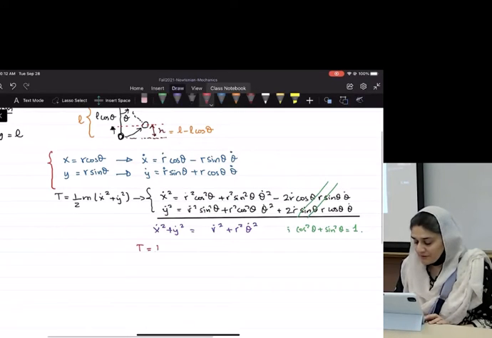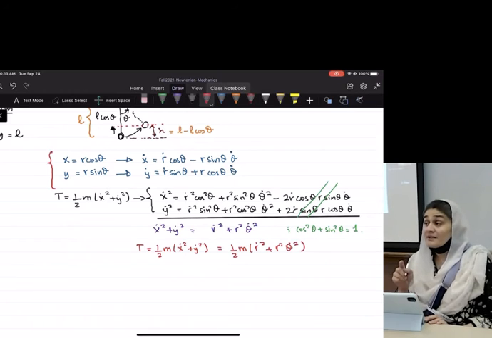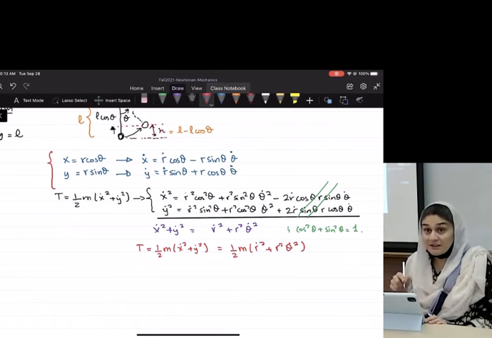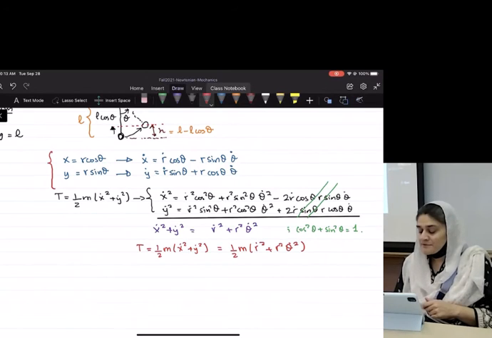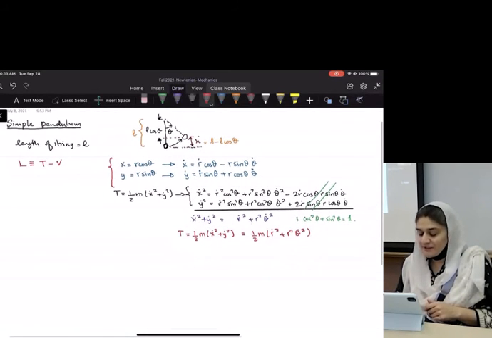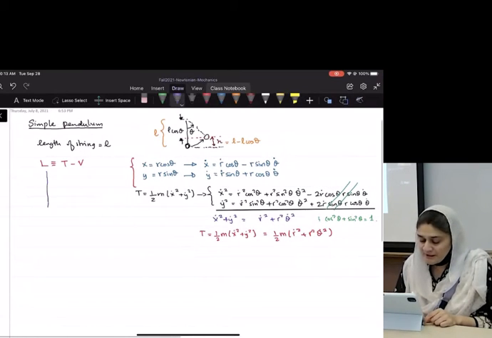T, which is 1/2 m (x dot squared plus y dot squared), can now be written as 1/2 m (r dot squared plus r squared theta dot squared), where theta dot means d theta over dt, right? Where r dot means dr over dt. So now the last thing that's left is for us to find the Lagrangian. So what is the Lagrangian now?